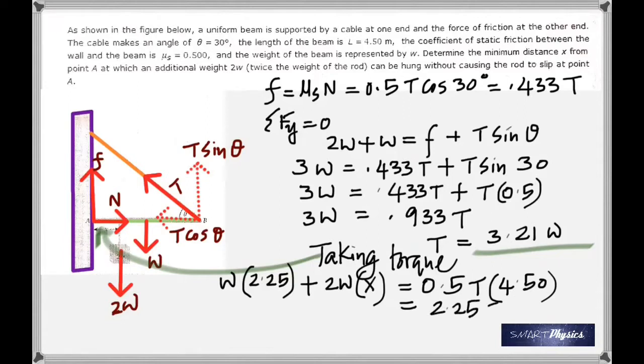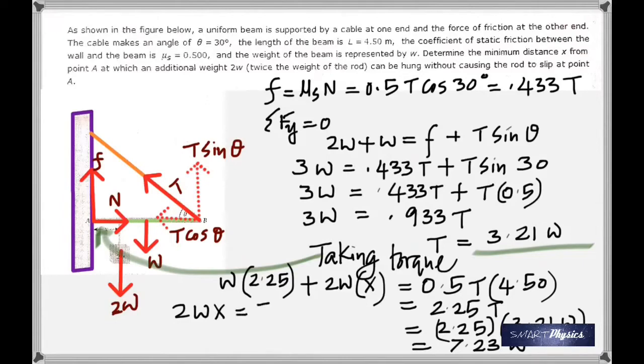So on the right side, you have 2.25t. But t can be substituted as 3.21w. And multiplying those two numbers gives you 7.23.